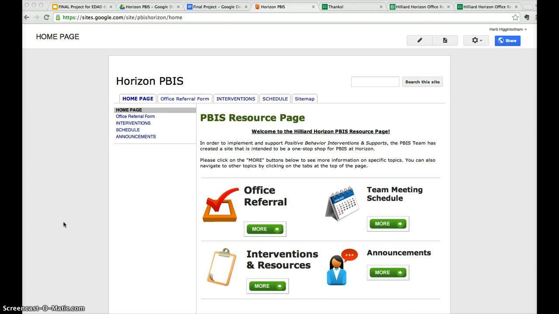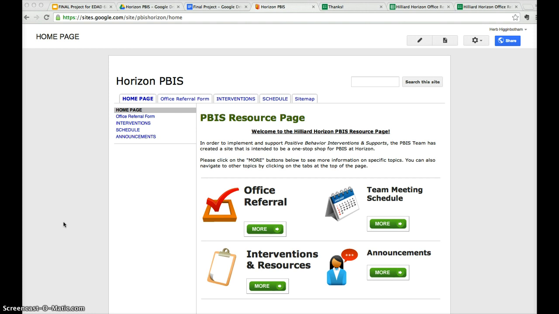The staff and administration are really going to benefit from this project because it's going to allow them to learn and share ideas related to PBIS. It's going to allow us to efficiently record behavior referrals using a Google form, and it's going to effectively monitor whether or not the behavior interventions that we're trying are working throughout the school.